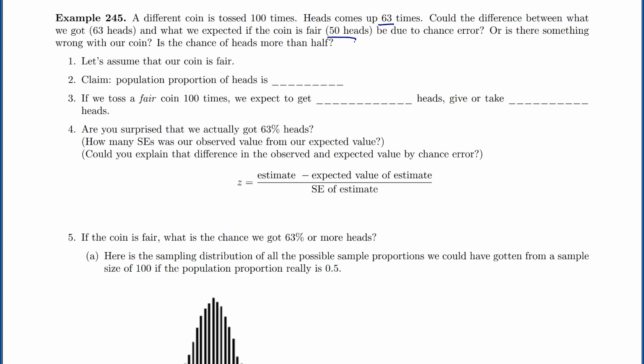And when I say chance error, I just mean every time you take a sample, you get different results. Every time you flip coins, you get different results. And the chance error is just that variation from sample to sample. Or is there something wrong with our coin? Is the chance of heads more than half?